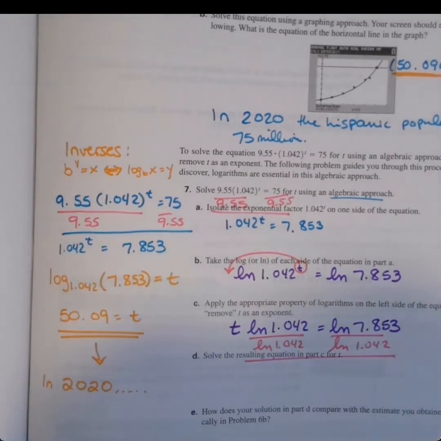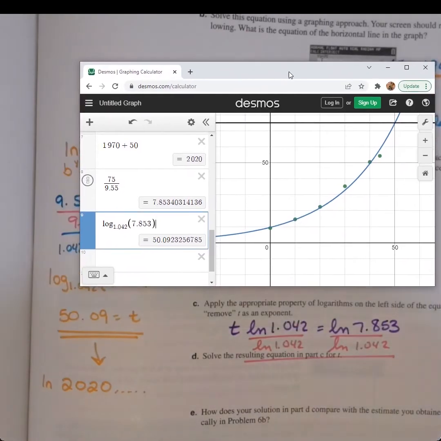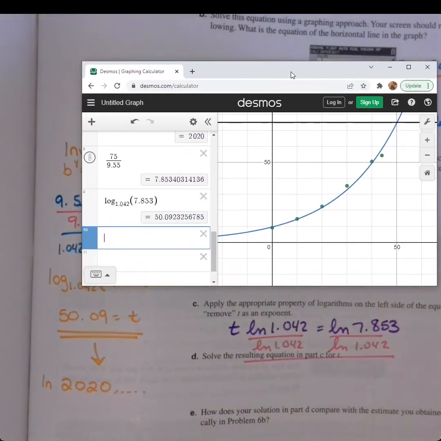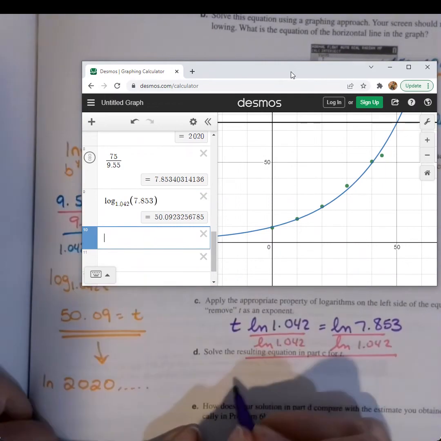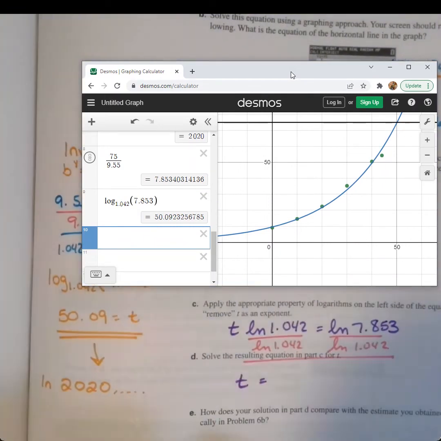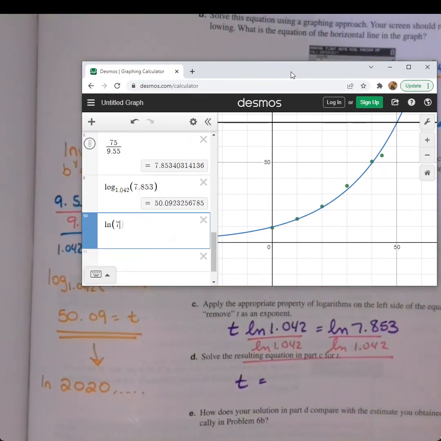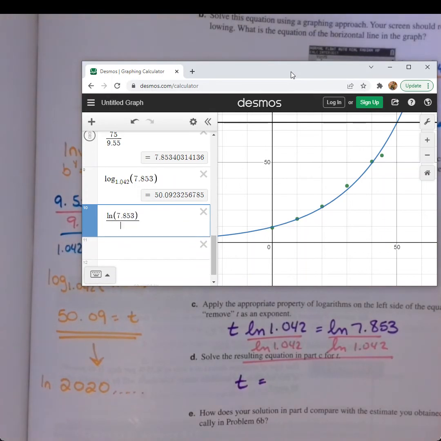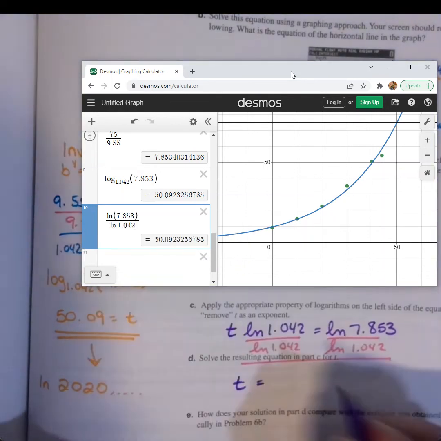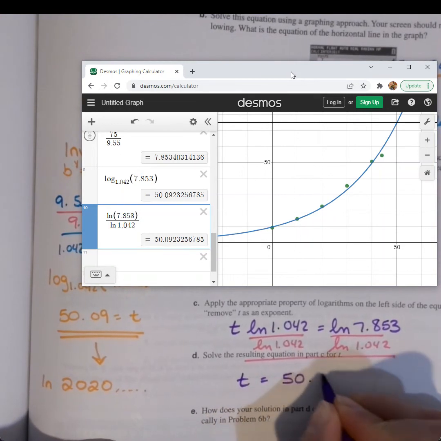And if I divide those two things, I should come out with t equals, and I need to take the natural log of 7.853 divided by the natural log of 1.042, and I get 50.09.